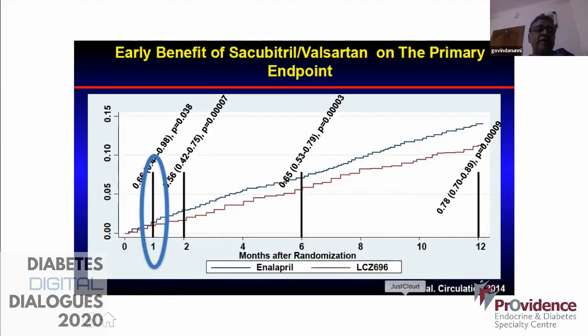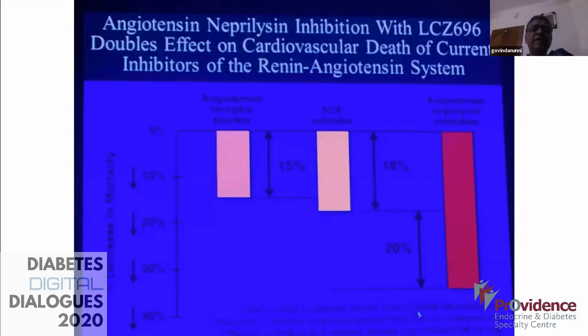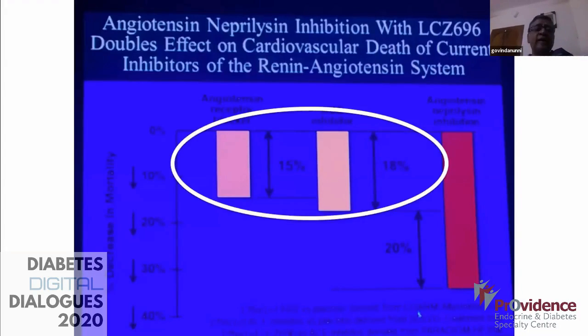And equally important, the benefits start very early. You can see that the curves have started diverging at the end of a month. So you see the benefits very, very early. In fact, if you give an angiotensin receptor blocker or an ACE inhibitor, you get a reduction in mortality of about 15% or 18%. Now you change that to an ARNI, and you find the benefit of 20% reduction is over and above this 15 or 18%, which means you get an overall mortality reduction with ARNI of about 35 or 38%.